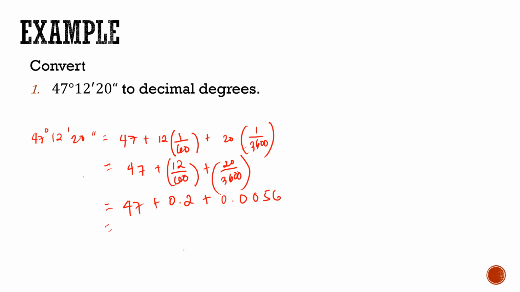Therefore, we can write this as 47. Let's add them all: 47 plus 0.2 plus 0.0056 is equal to 47.2056 degrees. For 2 decimal places, that is 47.21 degrees.